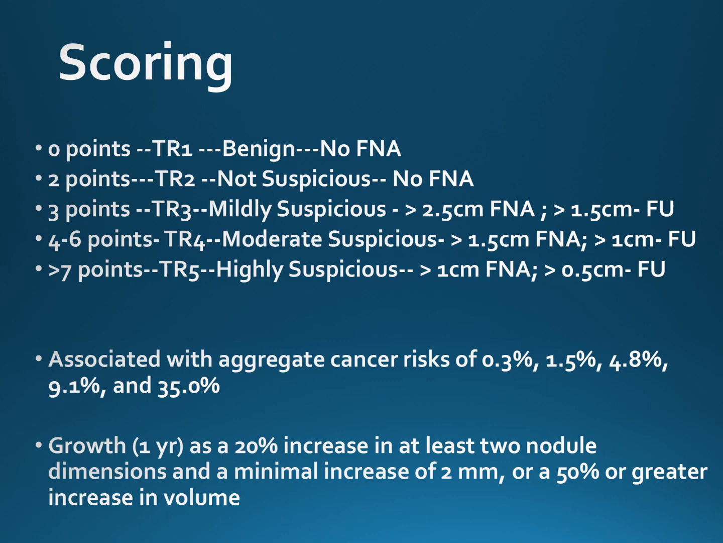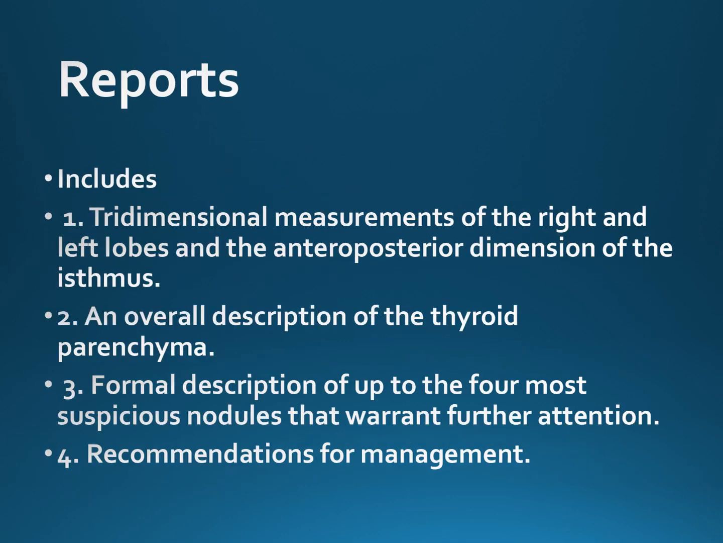The growth of the nodule is considered when it is showing 20% increase in at least two nodule dimensions, or a minimum increase of 2 mm in very small nodules, or 50% or greater increase in the volume of the nodule. The report should include 3 dimensions of both lobes and AP dimension of isthmus, then overall description of the thyroid parenchyma and formal ultrasound description of up to 4 most suspicious nodules that need further attention in form of follow-up or FNAC, and recommendations for management.